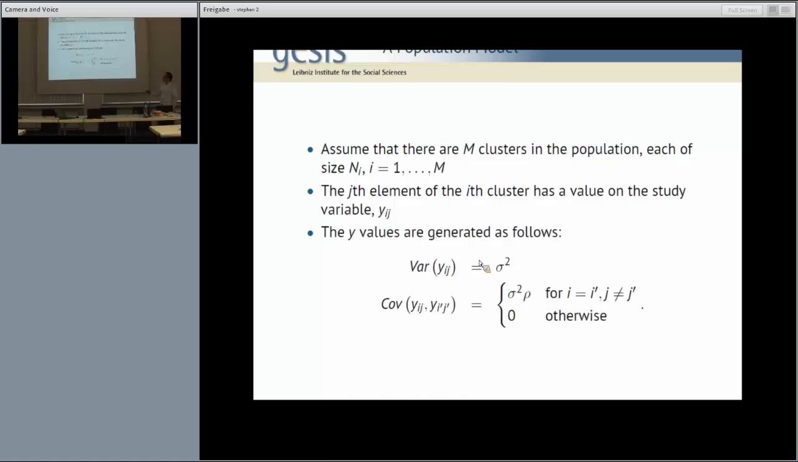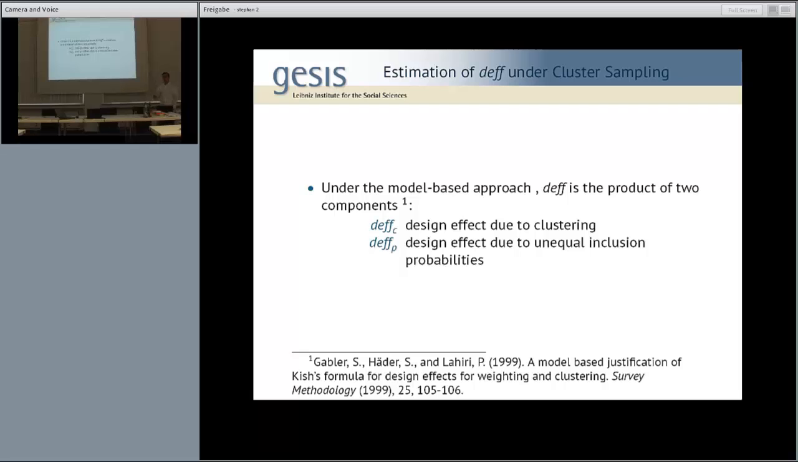So taking those assumptions, you can write the design effect as the product of those two partial design effects. This is the design effect that is due to the clustering process, so the similarity of elements within clusters, and this, the DEFP, is due to the effect of using unequal probability sampling. So, of course, simple random sampling or simple selection of clusters is not the only thing you can do. You can do, of course, PPS sampling and so on, and this is just the effect that is due to using different unequal inclusion probabilities.